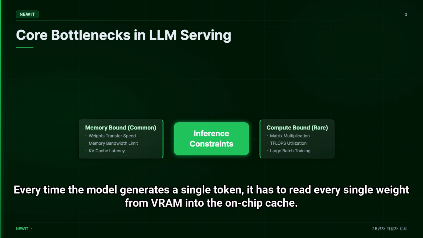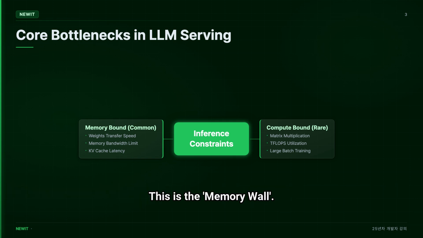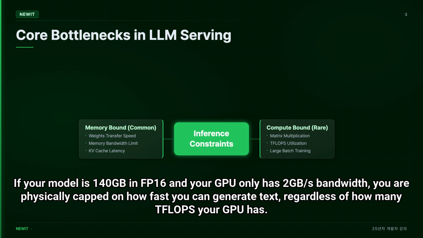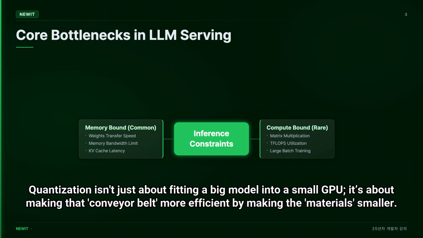Every time the model generates a single token, it has to read every single weight from VRAM into the on-chip cache. This is the memory wall. If your model is 140 GB in FP16 and your GPU only has 2 GB/s of bandwidth, you are physically capped on how fast you can generate text, regardless of how many teraflops your GPU has. Quantization isn't just about fitting a big model into a small GPU, it's about making that conveyor belt more efficient by making the materials smaller.